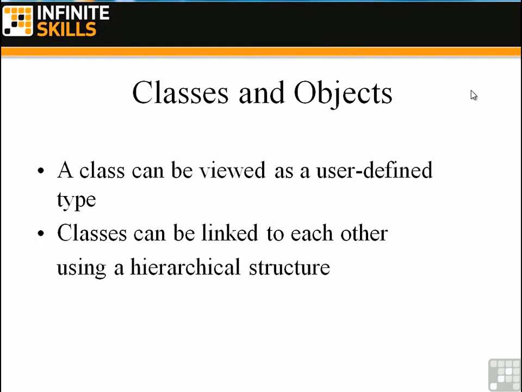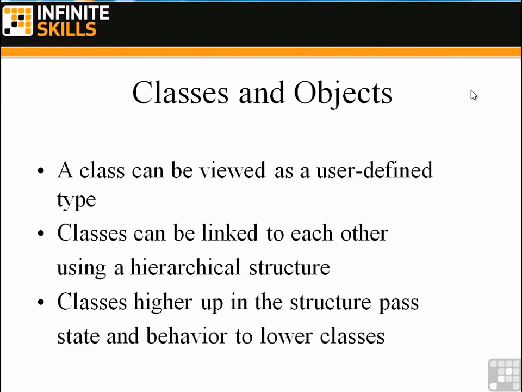Classes can be linked together using a hierarchical structure. This is already well known in the real world and it works in programming as well. An example might be we have an overall class called vehicle, and vehicles can be broken down into cars, bicycles, lawnmowers even, golf carts, things like that. So that's what I mean by a hierarchical structure. Classes higher up in the structure pass state and behavior to lower classes. So for example, when I define a vehicle, it has certain characteristics. And those characteristics can then be passed down to other types of vehicles, such as cars or a train, for example.